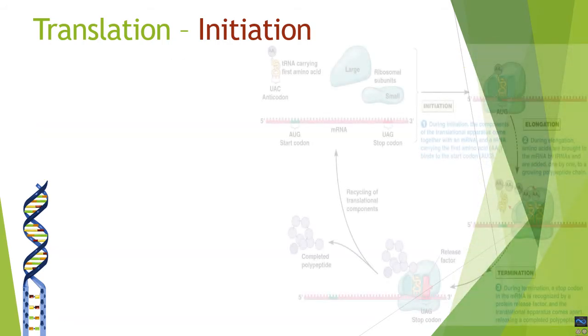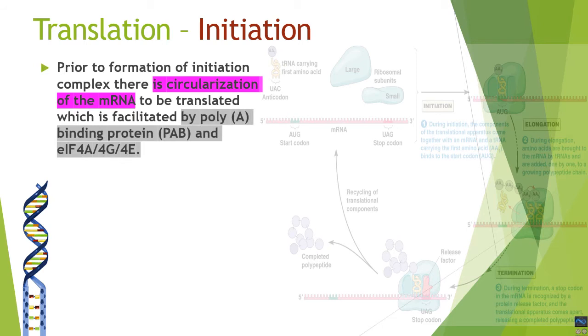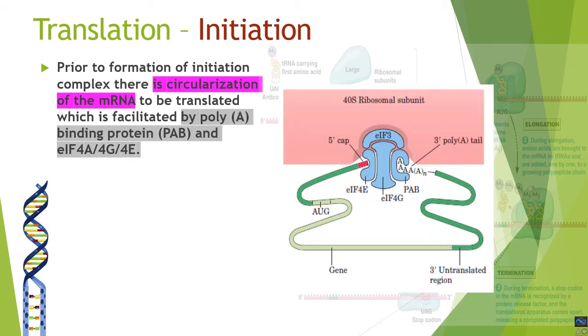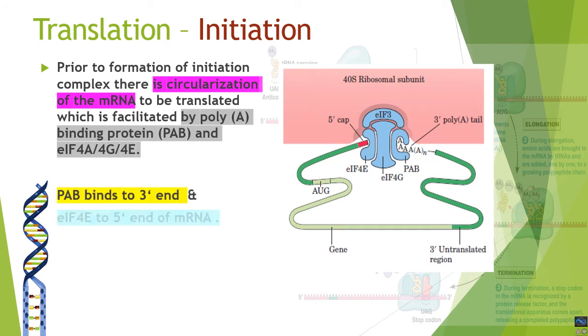In eukaryotes, the initiation of translation encompasses a similar kind of mechanism to the one we just went through. However, there is some difference in the circularization of the mRNA which is to be translated or read. This mRNA is interacted with by two different protein complexes. One is the poly A binding protein, which binds to the 3' poly A tail, while the initiation factor, eukaryotic initiation factor 4E, will interact with the 5' end of this mRNA.